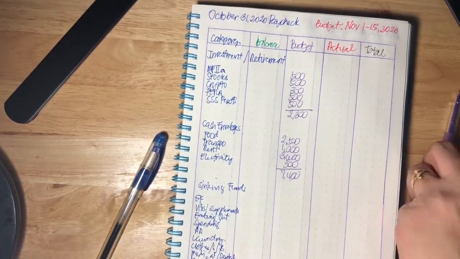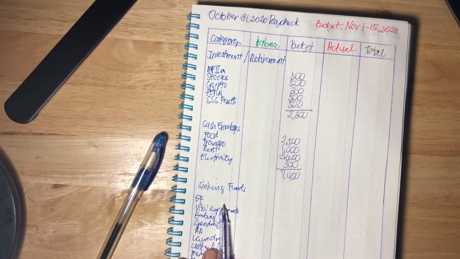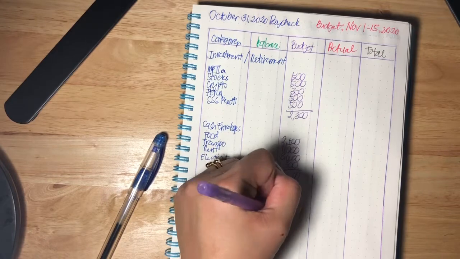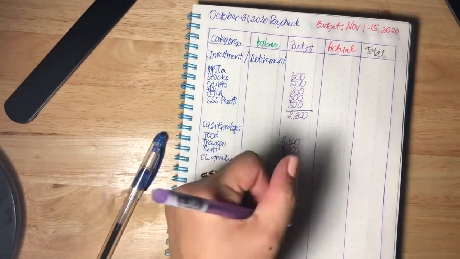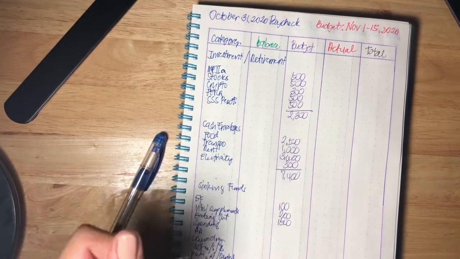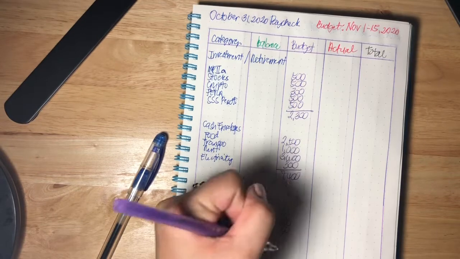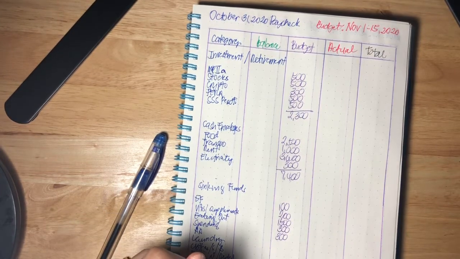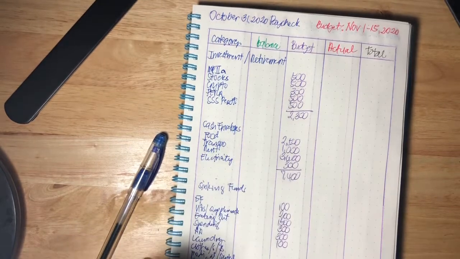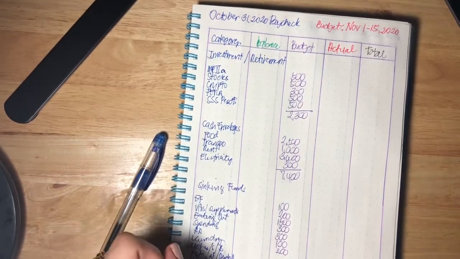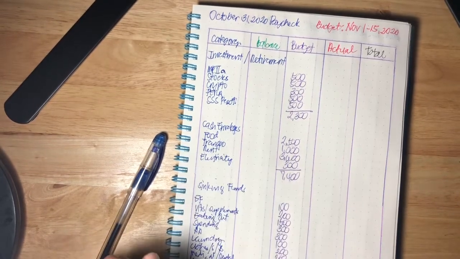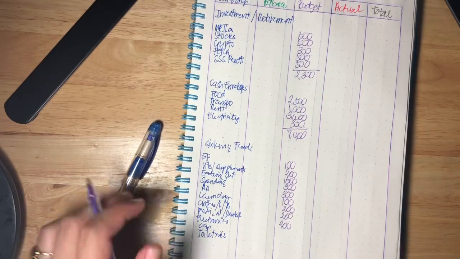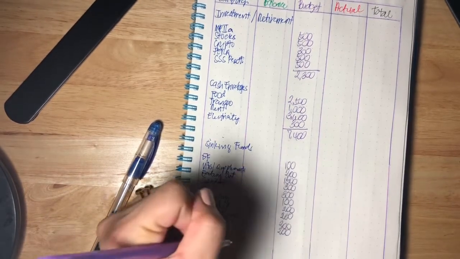Okay. For emergency fund, I plan to put 100. Vitamins, 200. Eating out, 1,500. Spending, 300. For my boyfriend, 300. Laundry, I plan to put 100. Clothes, shoes and bags, 200. Medical and dental, 200 as well. Electronics, 200. Can you see? And then car, 200. Toiletries, 400.